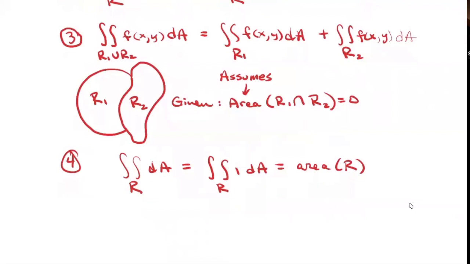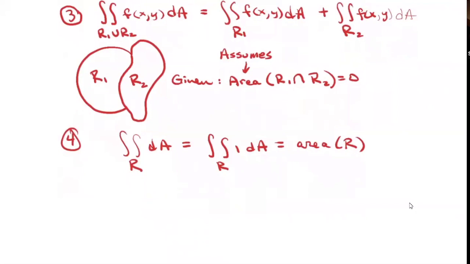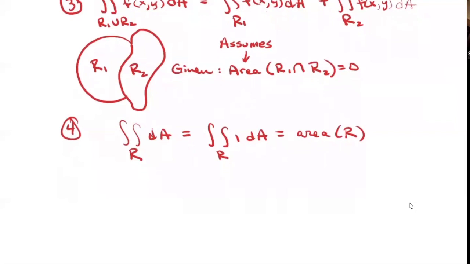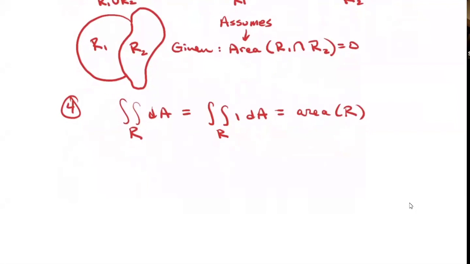So you can compute areas with double integrals if you like. You don't have to. We've been doing areas lots of different ways in the past. This is not an absolute, but every now and then you'll see this double integral of just dA and you know, oh, that's an area of a region. It's not really a volume anymore. It's just an area. So that's rule number 4.